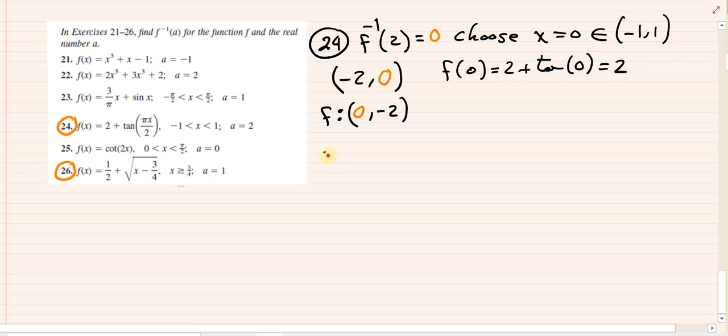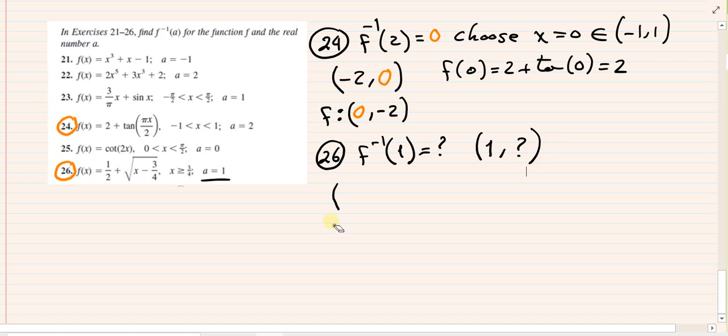Let's take a look at 26. Same thing by inspection. So in number 26, this time a is 1. Again, we want to know what is the f inverse at 1, right? That's what we want to know. Therefore, we're looking at, with respect to the inverse, let me write it, we want to know 1 comma question mark.